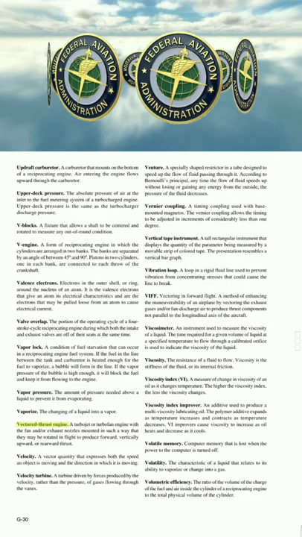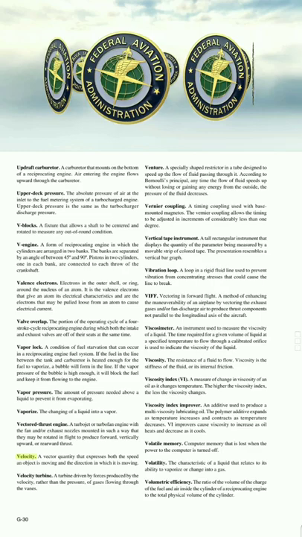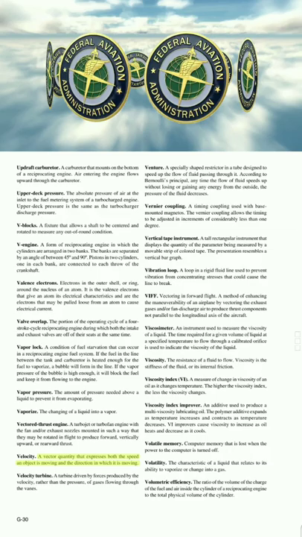Vector thrust engine. A turbojet or turbofan engine with the fan and exhaust nozzles mounted in such a way that they may be rotated in flight to produce forward, vertically upward, or rearward thrust. Velocity. A vector quantity that expresses both the speed an object is moving and the direction in which it is moving. Velocity turbine. A turbine driven by forces produced by the velocity, rather than the pressure, of gases flowing through the vanes.